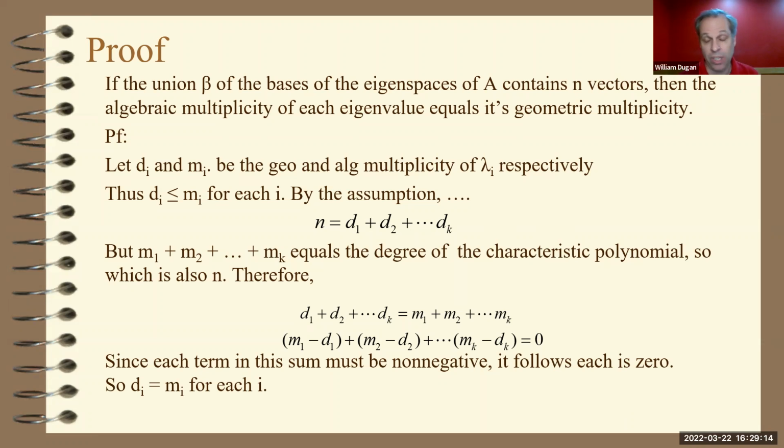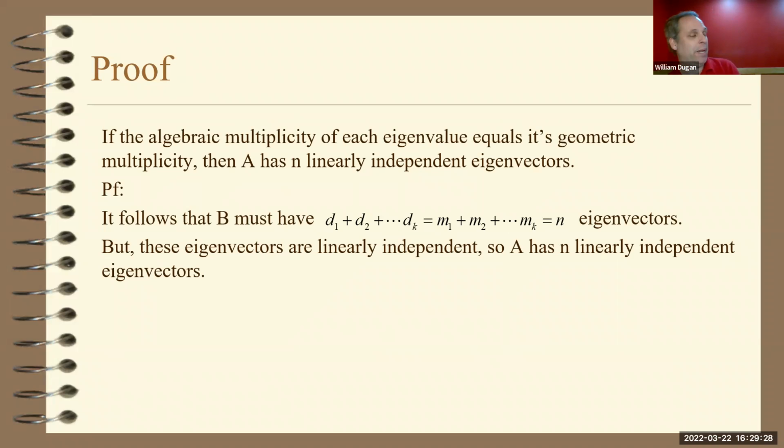M2 would have to equal D2 because that difference is 0, and so on. So that shows that the geometric multiplicity is equal to the algebraic multiplicity for every single eigenvalue. All right, good. So that's that one. Last one. So let's prove that the algebraic multiplicity is equal to its geometric multiplicity.